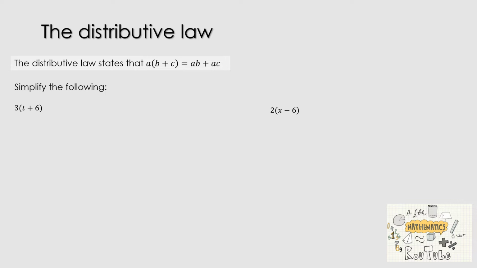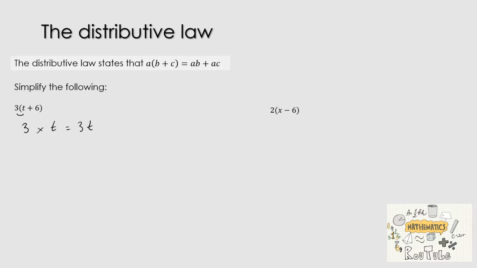Simplify the following: 3 and then in the bracket t plus 6. We've got 2 terms inside the bracket and the 3 on the outside. So we need to distribute the 3 evenly to the t and to the positive 6 through multiplication. We distribute 3 with the first term, so it's going to be 3 multiplied by t, which is going to give us just 3t.